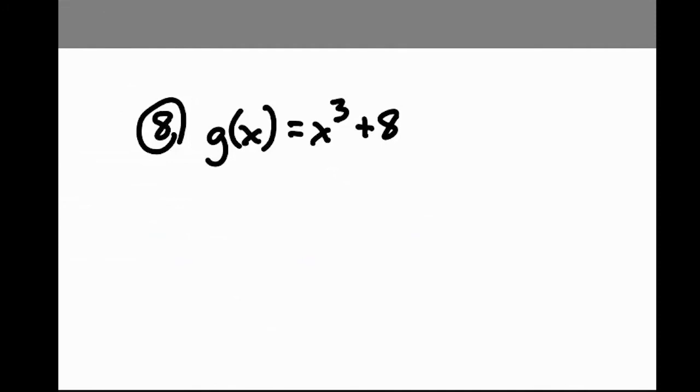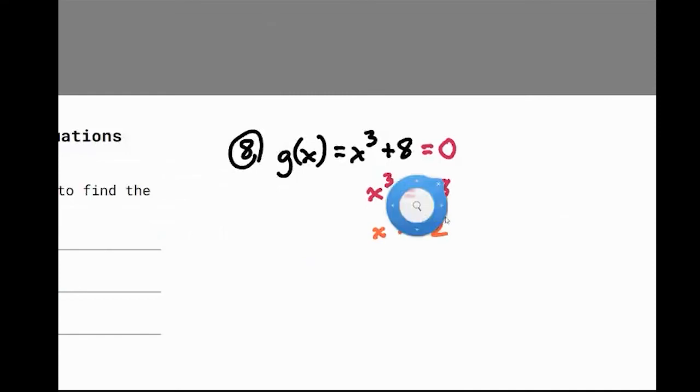Okay. First thing I'm going to do is actually set this equal to 0 and solve, just so I can find any real roots that there are. So it's going to be x to the third is equal to negative 8. If I subtract 8 from both sides, you do the cube root of both sides, you end up with x is equal to negative 2. So we have 1 solution, but we should have 3.